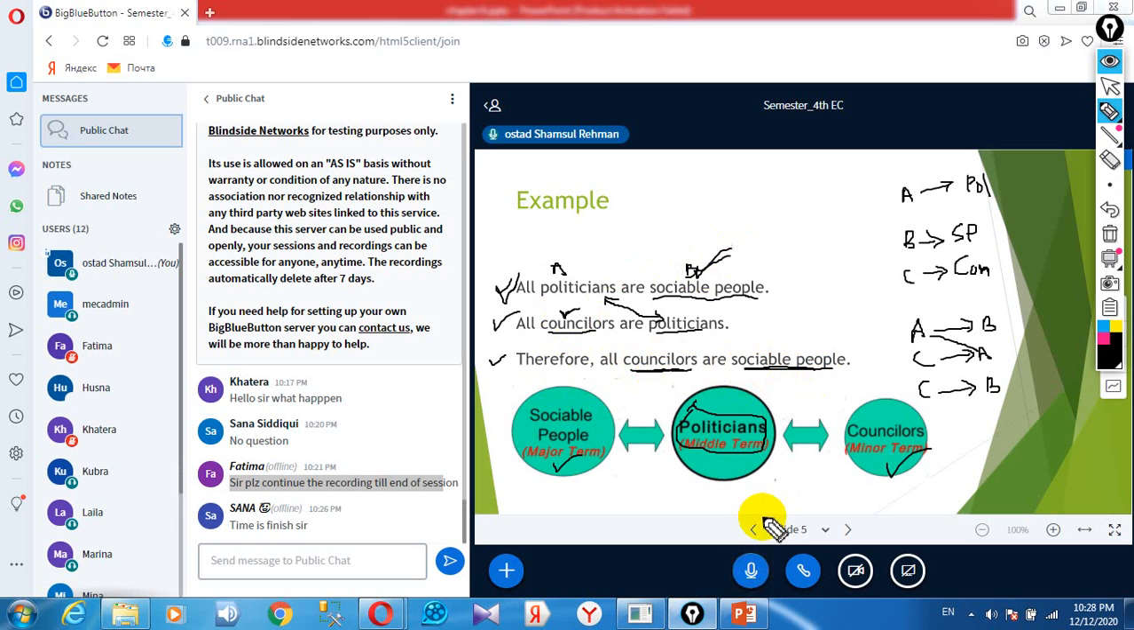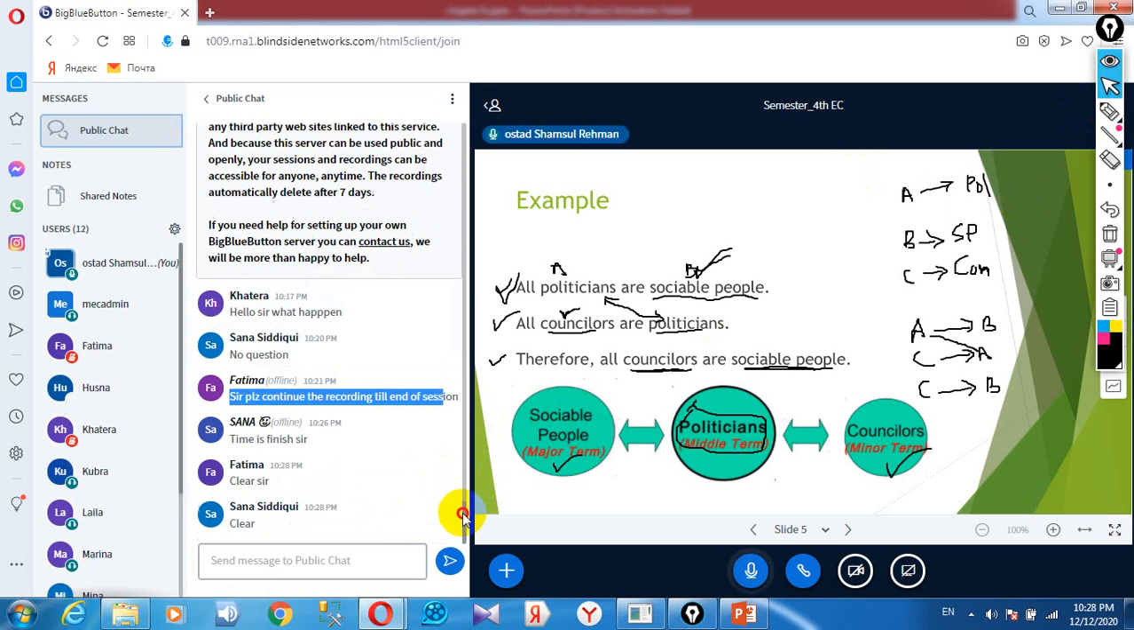Any question related to this major, minor, middle term? Okay, I know time is finished, but if you have any question related to this, you can ask. Any question on syllogism, major, minor, or middle term? Clear, sir. Okay, clear.